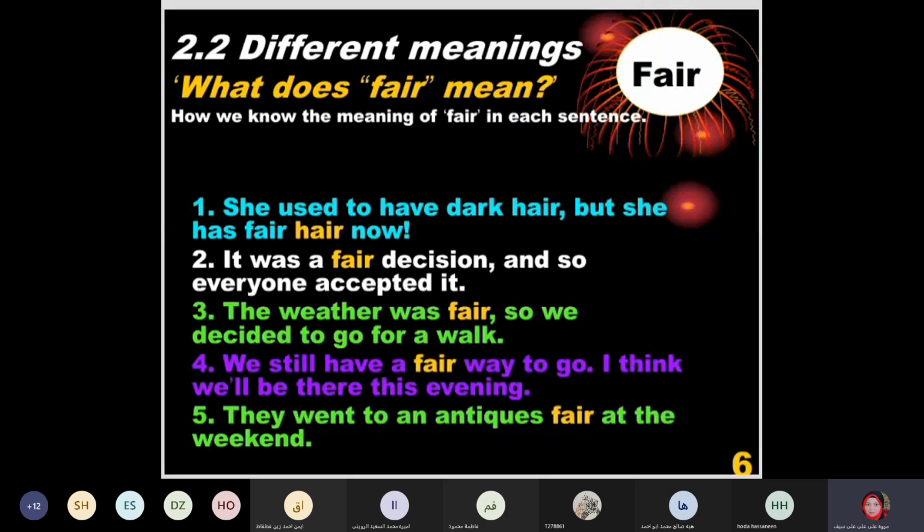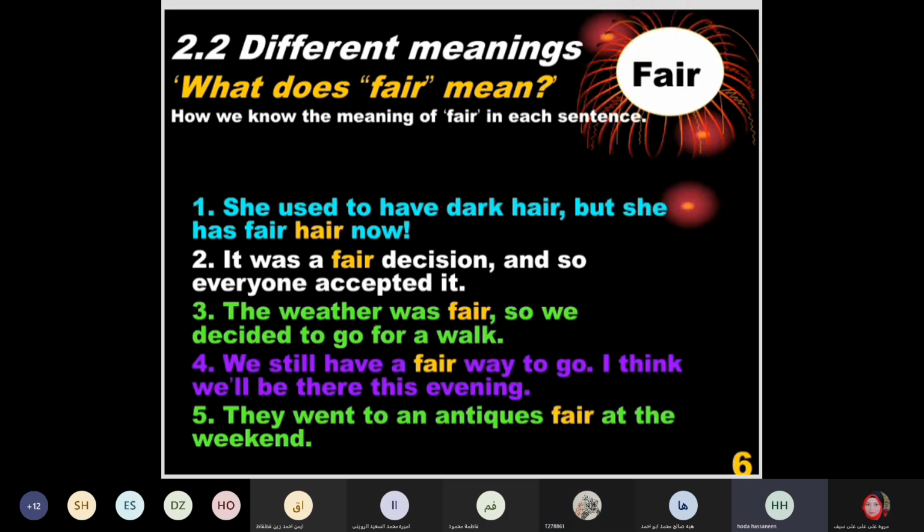You have five statements here, if you can see the slide clearly. These are the five statements that have the word fair. I mean fair, not hair. I need the meaning of the word fair in every statement. So you will read the statement and decide what the word fair means, because this word is very versatile and it has lots of meanings which are different from each other.